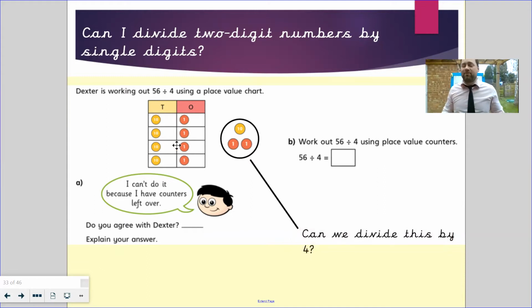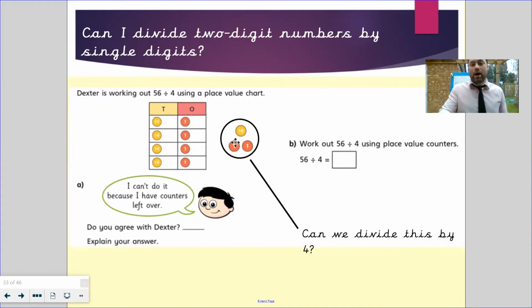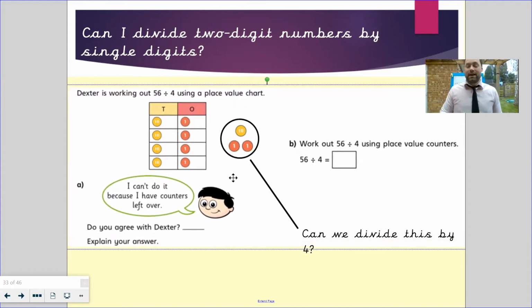We're dividing it by 4. Can we divide this last 12 up by 4? Yes, we can, because 12 divided by 4 gives us 3. So we can actually divvy this out. So we've actually got 12 here. So we exchange this 10 into 12 ones, okay? And if we exchange it into 12 ones, we would then be able to finish Dexter's calculation.